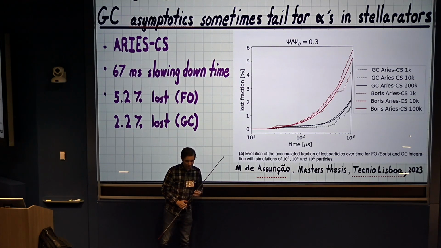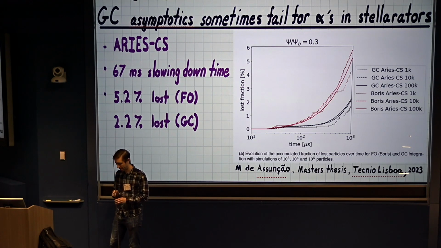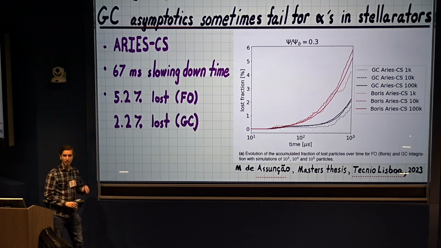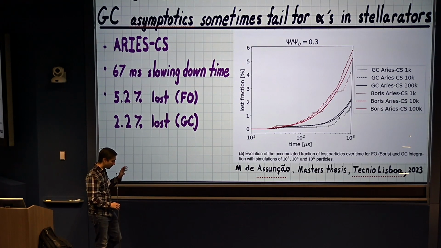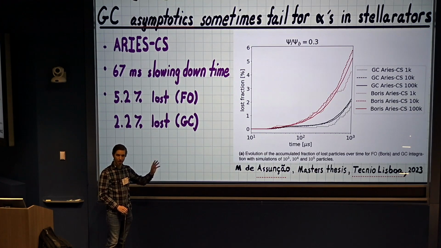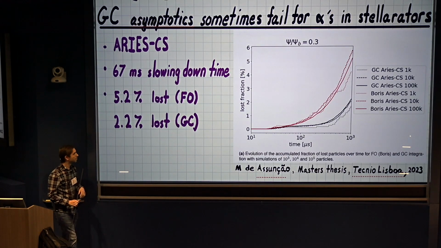Work done computing loss fractions for alpha particles in various reactor-scale stellarator designs. And the idea behind each of these calculations is to compare the predictions of full orbit theory, the full Lorentz force model, to guiding center predictions, which are the state of the art.